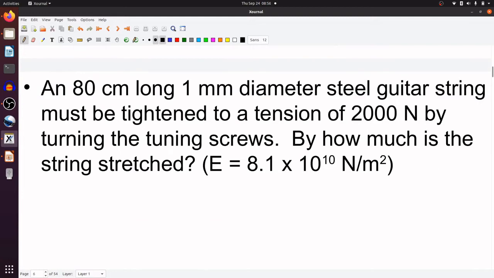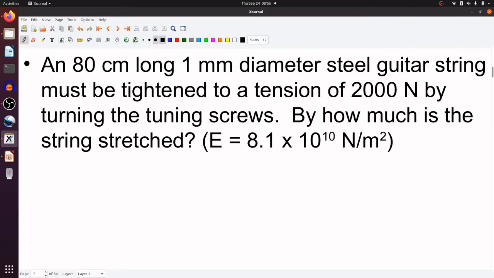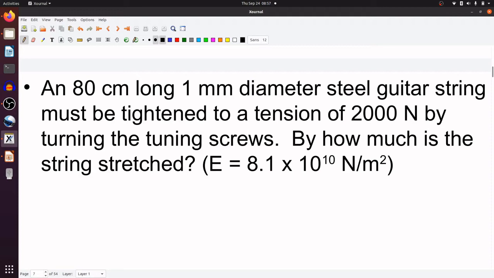So we'll do an example problem. We have an 80 centimeter long, 1 millimeter diameter steel guitar string, and it must be tightened to a tension of 2,000 newtons by turning the screws. By how much is the string stretched? So this will be a tension problem, because it tells me tension, so it's tensile. So I'm going to use the first equation that we went over. So that'll be F over A is equal to Y delta L over L. We want to know delta L, how much it's stretched.